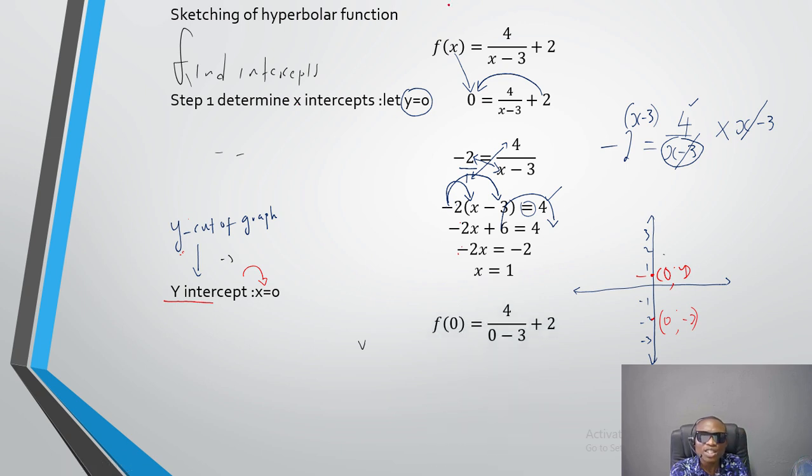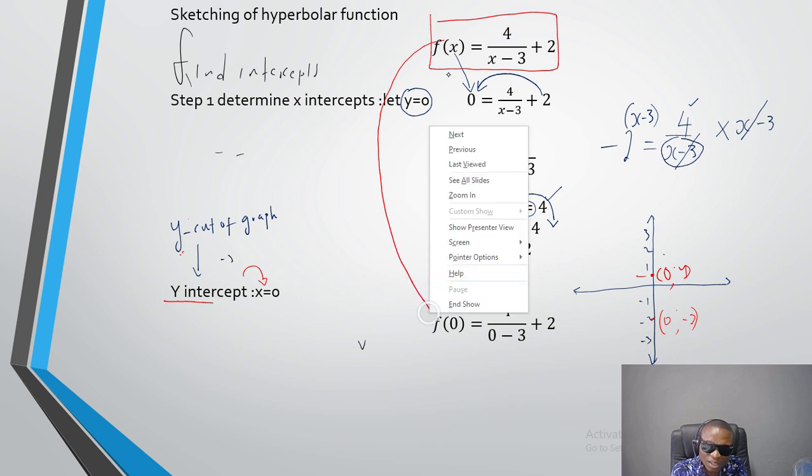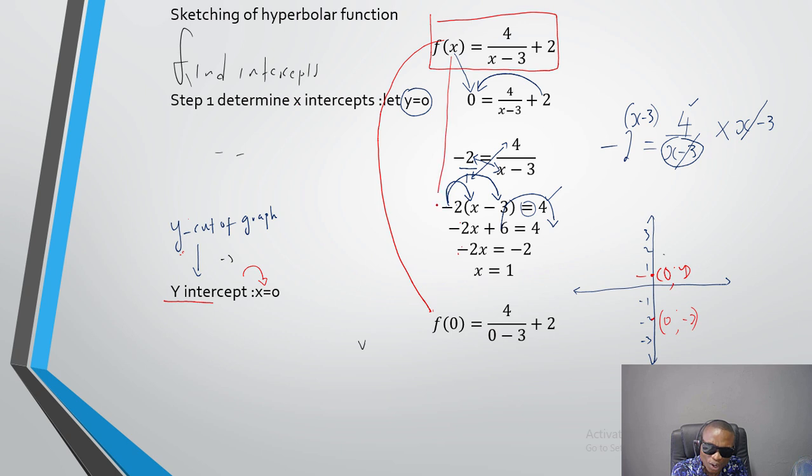So that's what I've done. This is my f of x equals 4 over x minus 3 plus 2. Let's come with it here. You see that where there is x, I've substituted x with 0. So where there is x, I put 0. When I'm looking for the y-intercept, where I see x, I put 0. So I'm having f of 0 equals 4 over 0 minus 3 plus 2.